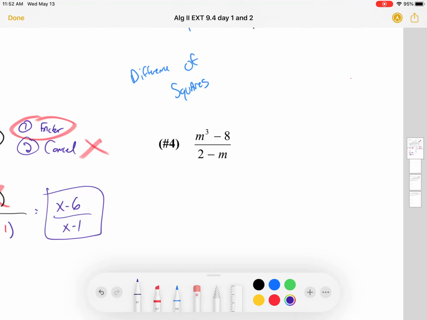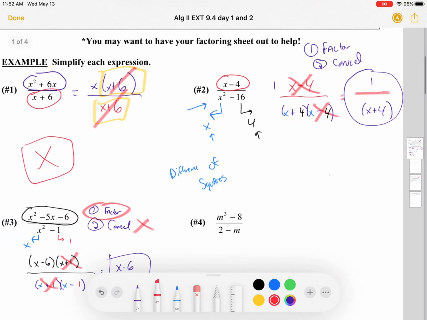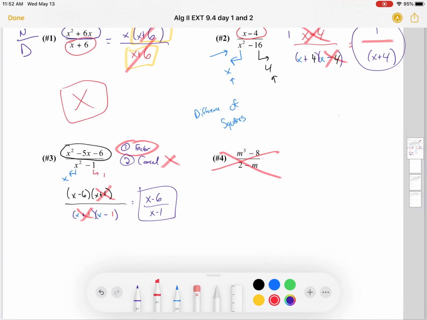Okay, number 4, I'm actually not going to do number 4. This is sum or difference of cubes, which some of you may remember, some of you may not, but we're not going to do it because of the shutdown. I want to keep things somewhat simple, so don't worry about number 4. And that's all I have for you today. We're going to do some more in-depth problems of these tomorrow.